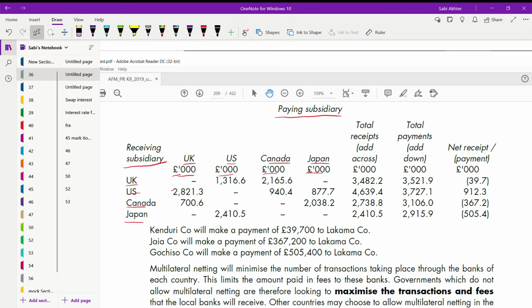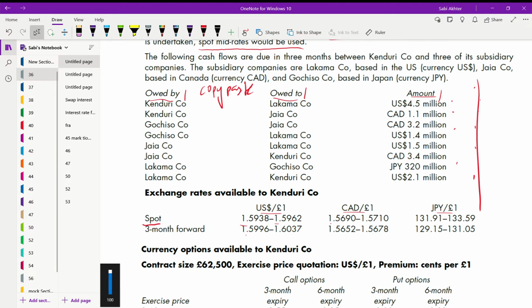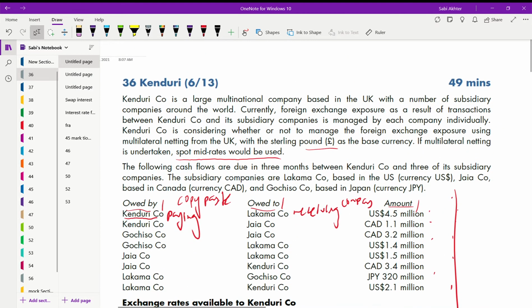Let me show you first one. How do you get first line? Okay, receiving subsidiary. Okay, let us go up. First transaction only I will show you. Next all you can do. Kenduri owed by, owed to. That owed by means Kenduri is the paying company. This left side, the first column is the paying company. And owed to, receiving company. Owed to, whenever that word to is there, receiving company. Remember that much? Next you will know. Next, it's easy. It follows. So Kenduri goes to Lakme. Okay. Lakma is what country?